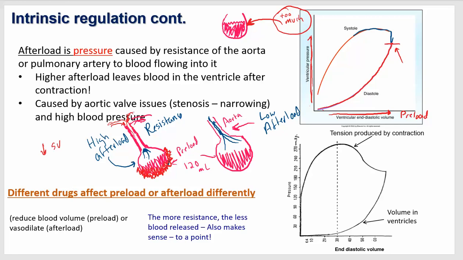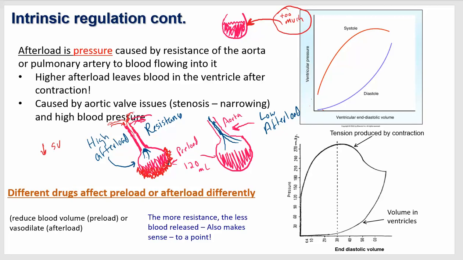So now our preload, all of our blood is leaving. So the volume is going down and the pressure is going down because we're getting rid of that blood. So this is kind of an introduction to the whole left ventricular mapping that we're going to do.